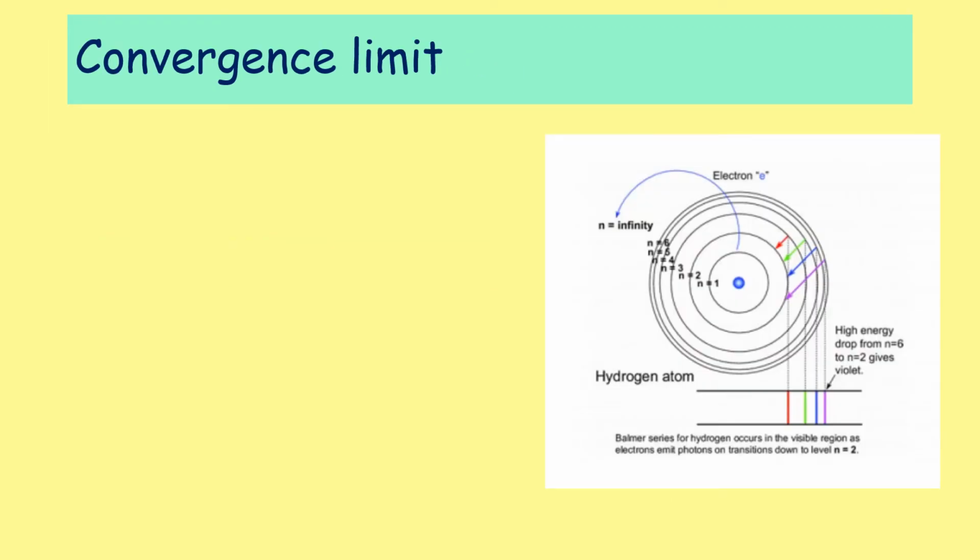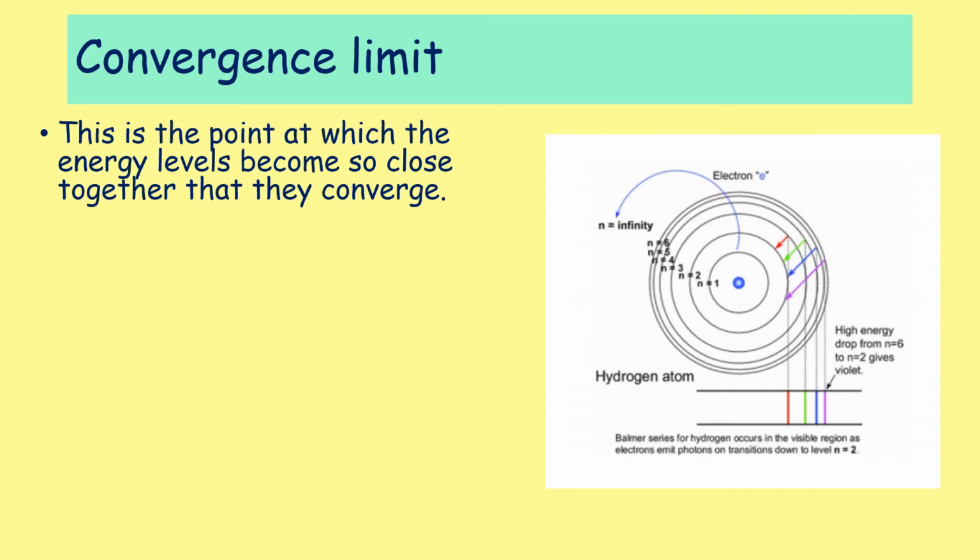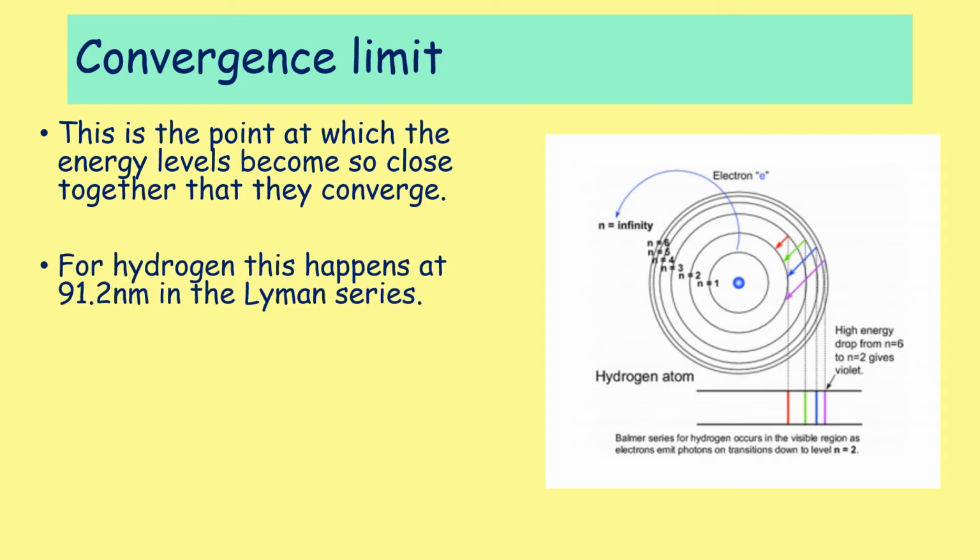We reach a principle called the convergence limit. So if we look at this diagram on the right hand side, you can see that as you move out further from the nucleus, the shells get closer and closer to one another. And eventually they get so close that they converge. And by converge, it means they kind of fuse into one thing. So for example, on the Lyman series, this happens at 91.2 nanometers.